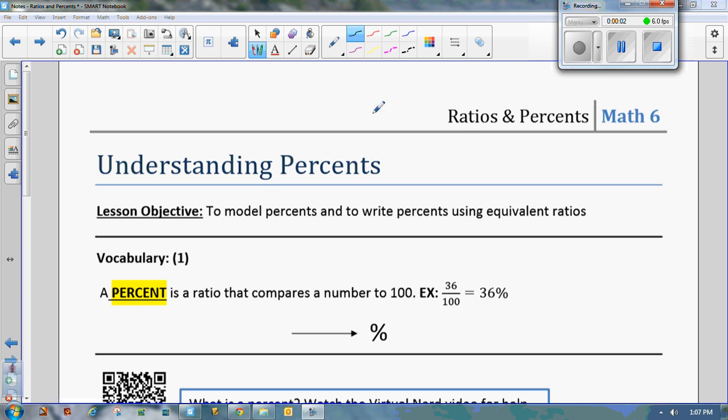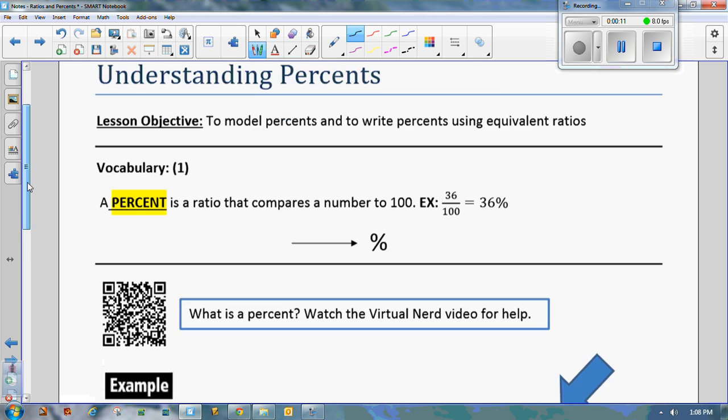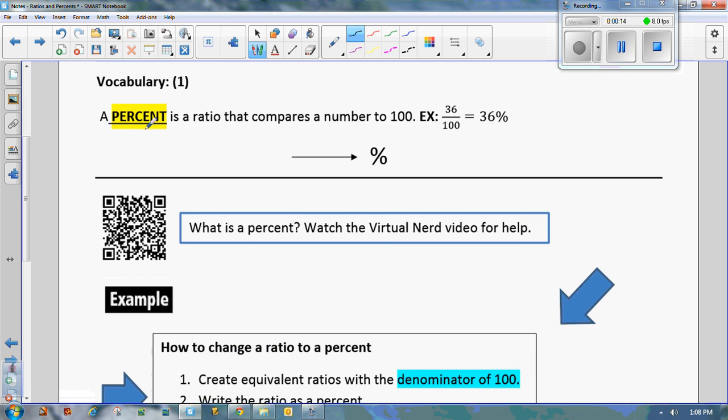Ratios and percents. Lesson 6, understanding percents. Lesson objective is to model percents and to write percents using equivalent ratios. We have the one vocabulary word, which is a percent.